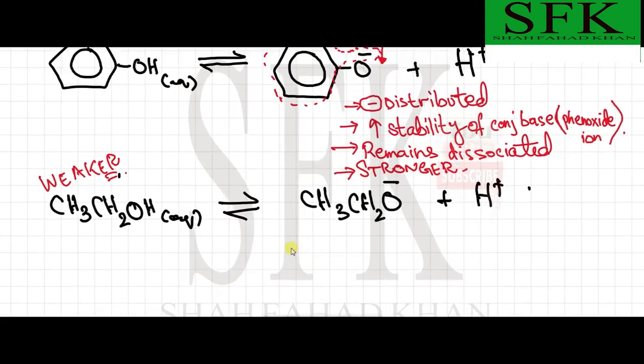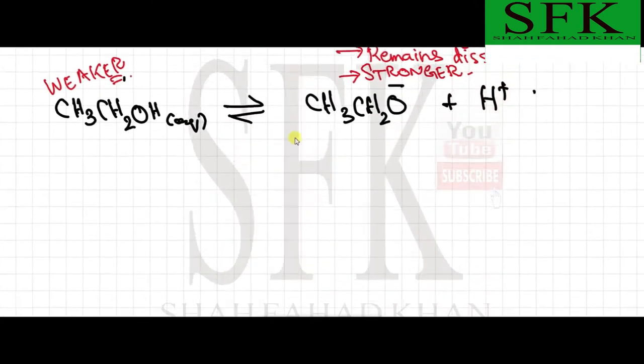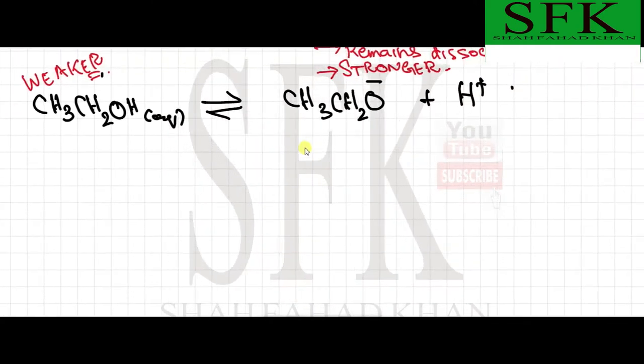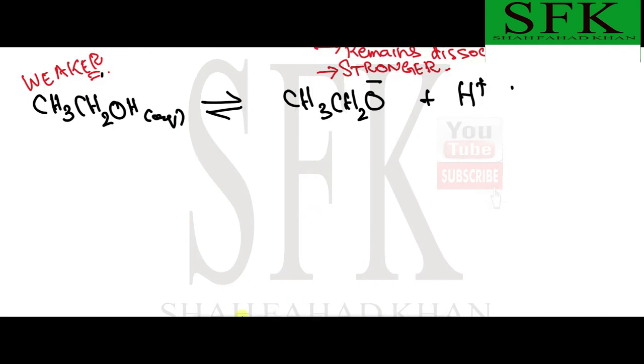Okay, why is ethanol a weaker acid? Basically, ethanol is a weaker acid because, again, we are going to explain it in terms of the stability of the conjugate base. In ethanol, there is an alkyl group. The ethyl group over here is attached to the oxygen, the negatively charged oxygen atom.